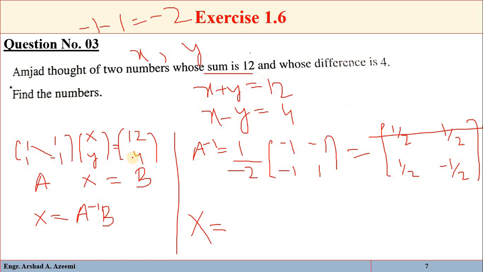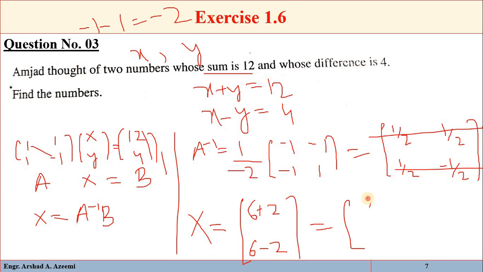Now we know that X is equal to A inverse multiplied by B. The first row with this column: 1 over 2 multiplied by 12 is 6, plus 1 over 2 multiplied by 4, which is 2. Now the second row with this column: 1 over 2 multiplied by 12 is 6, minus 1 over 2 multiplied by 4, which is minus 2. Now the numbers are 8 and 4. This is x and this is y. So you can see that the sum of the numbers is 12 and the difference of the numbers is 4.